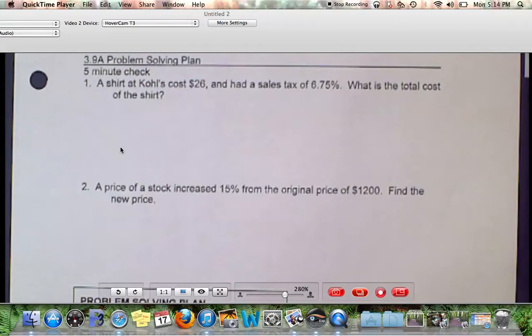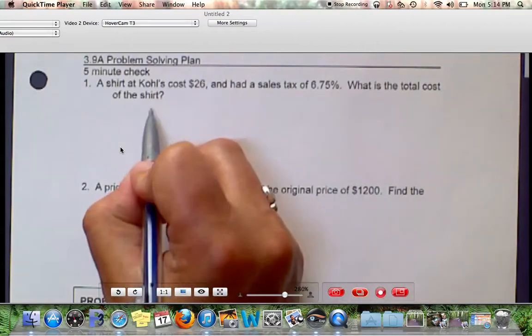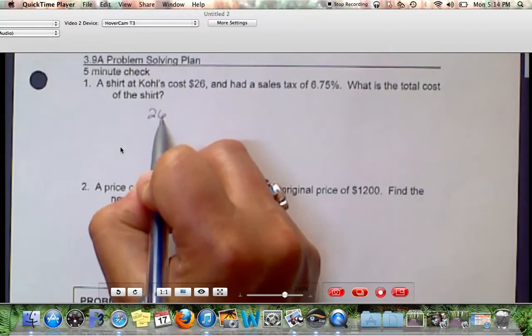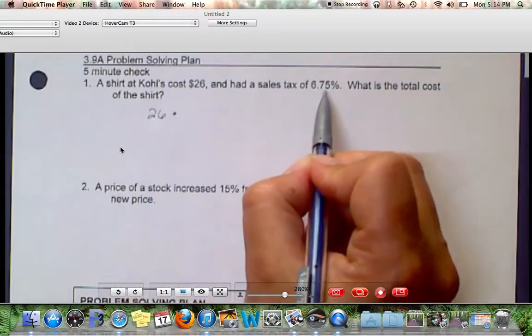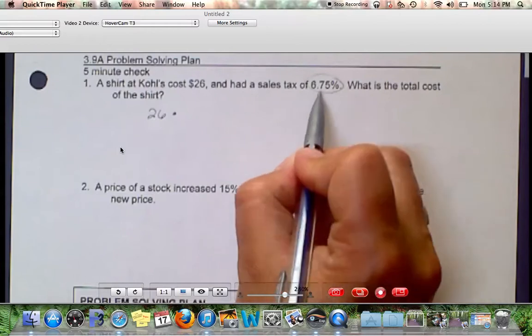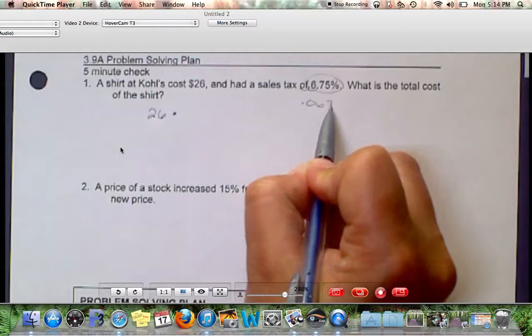All right, the first one says a shirt at Kohl's costs $26 and has a sales tax of 6.75%. What is the total cost of the shirt? So the first thing that we need to do, there's a couple ways you can do this, but we need to figure out what that sales tax is going to be. So we need to do 26 times this percentage. Now remember, you have to change this percentage into a decimal. So we move the decimal twice to the left, 0.0675.